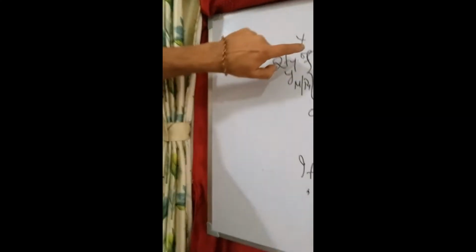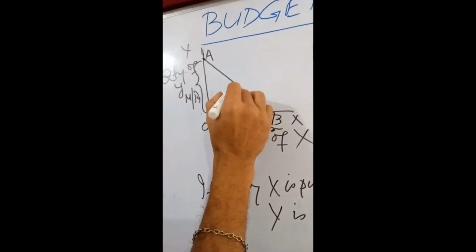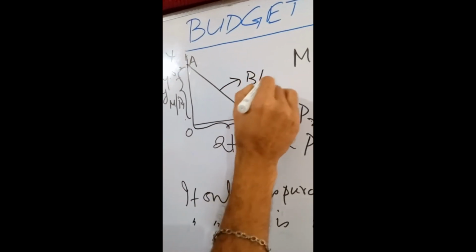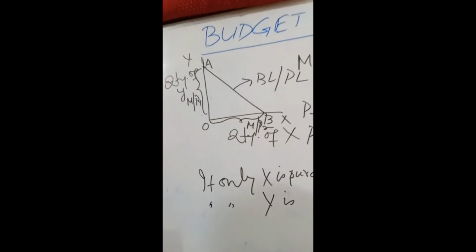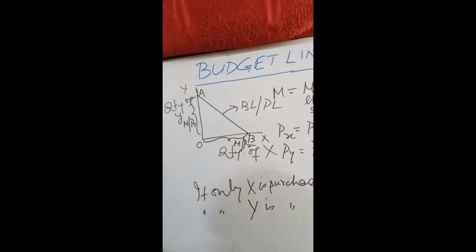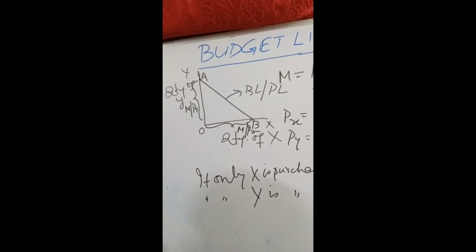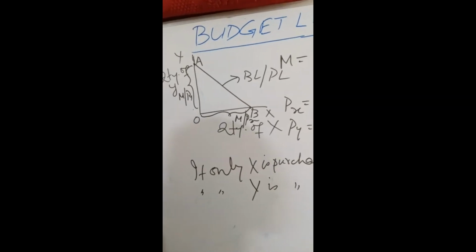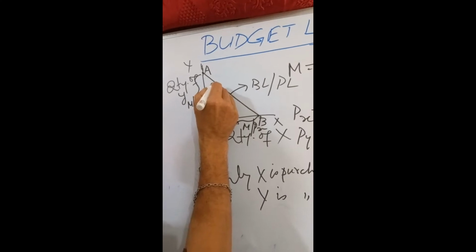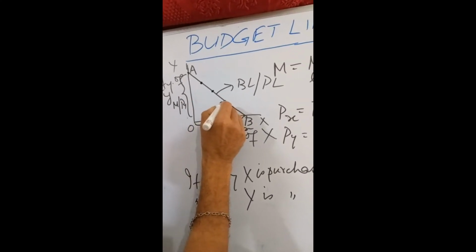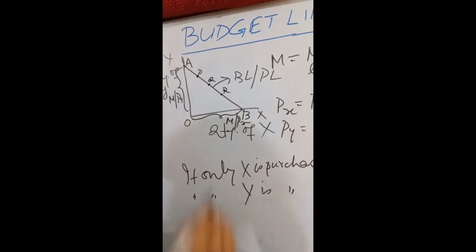Now if we join these two points A and B, we get budget line. This is budget line or price line. Now in between A and B, there are innumerable combinations of X and Y, and all the combinations are equally expensive to the consumer. That means, let us take some points, say P, Q, R. This is P, this is Q, this is R.